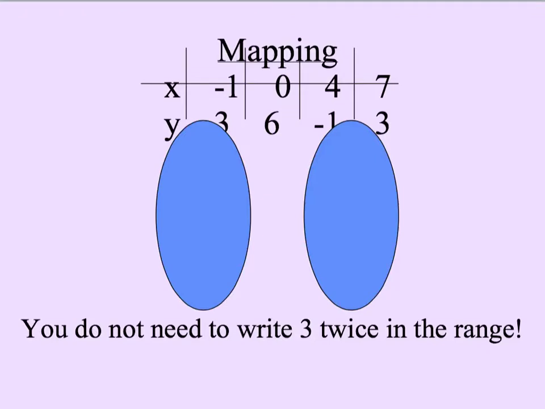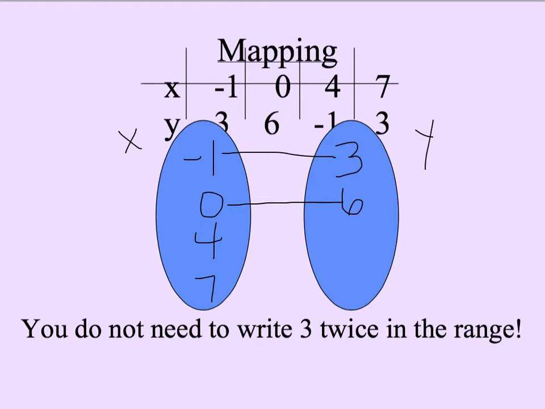Here we want to show how we can do mapping. If we have something that repeats, we don't have to write it twice. The first one here is going to be my x and my y. My domain values here are -1, 0, 4, and 7. -1 is paired up with 3, so -1, 3, my x and my y together. 0 is going to go with the number 6. 4 is with -1. And then 7 is also with 3, so I don't have to rewrite it again. I can just scoot it right up to 3.